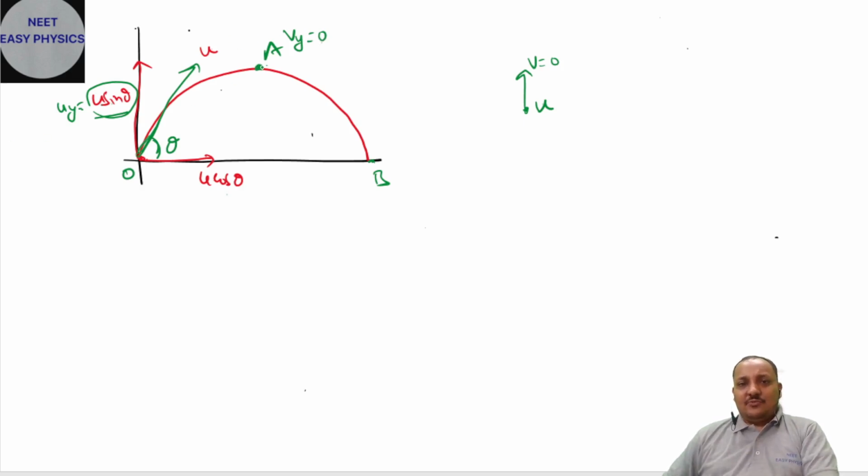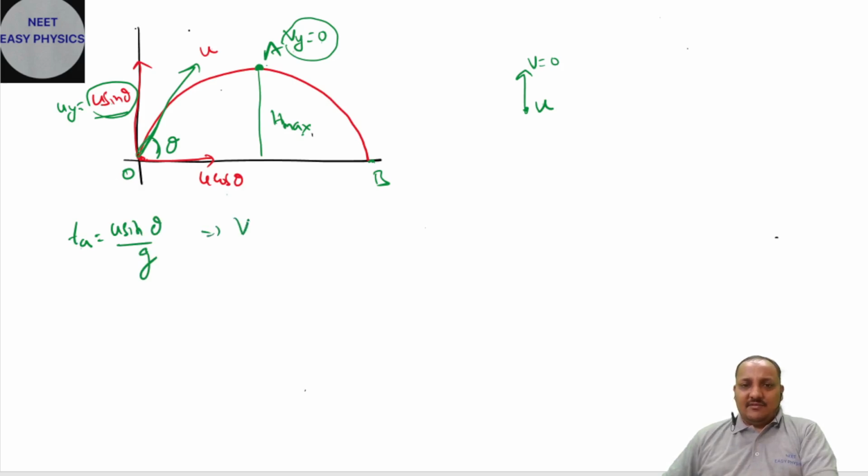Next, if you want to prove this, is it really 0? How much time does it take to reach maximum height? Time taken to reach maximum height, what we said, is time of ascent. What is the time of ascent equation? u sin theta by g. What is the vertical velocity after time of ascent?